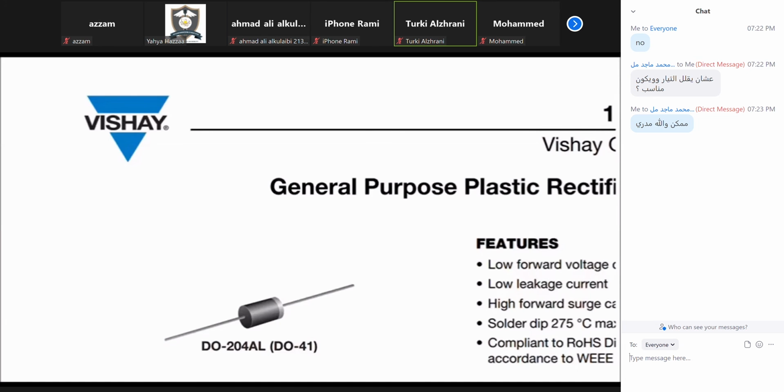You can tell which terminal is the anode and the cathode on a diode by looking at the body of the diode. It will show a thin silver strip to indicate the cathode side.